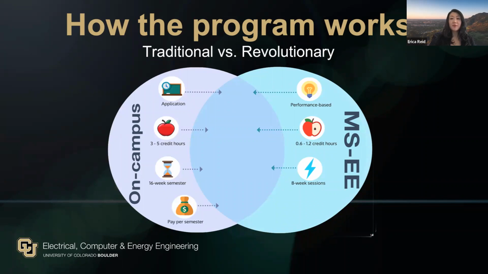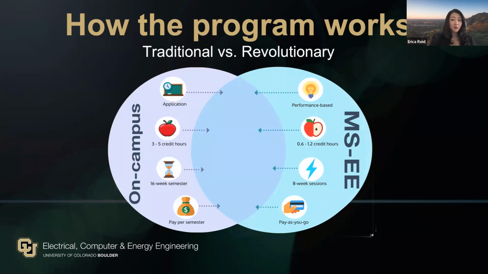Traditionally, students pay per semester, which can be quite expensive because you have to pay up front. Conversely, in this program, you pay as you go, and the tuition fee is $667 per credit hour. Now, what will admitted students receive?